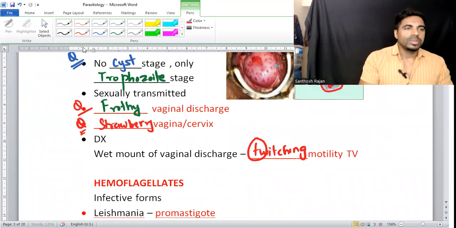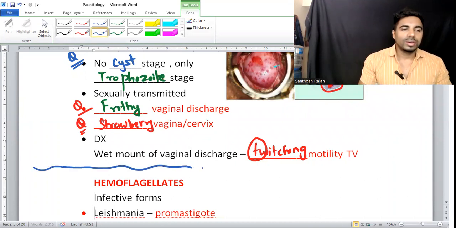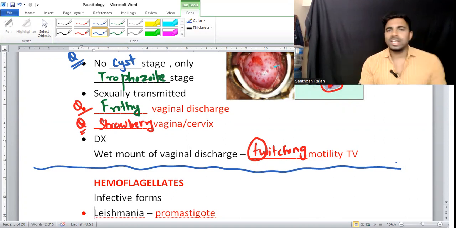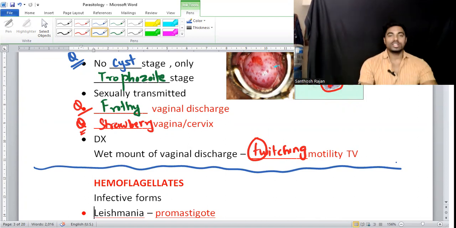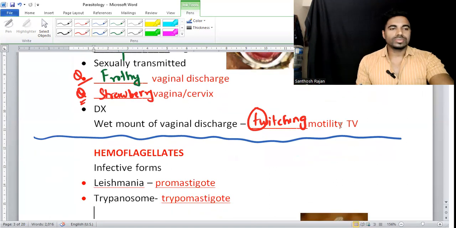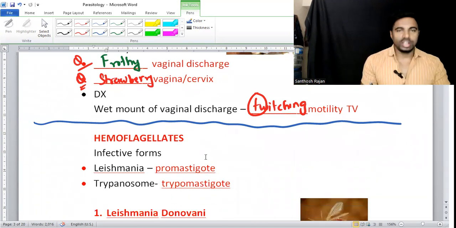Okay, we are done with our protozoa affecting the intestine, vagina, brain and vessels. Now, there are some other protozoa which are called hemoflagellates. Hemoflagellates are the flagellates that are present in the blood. The infective forms are either promastigote or trypomastigote.